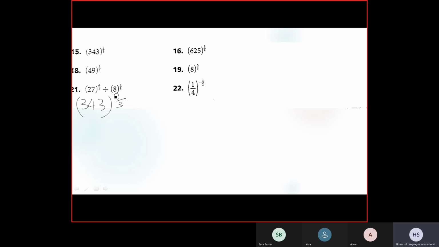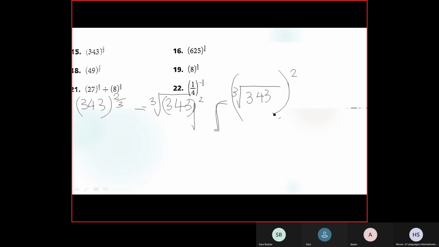The first step, we said that if we have it like 343 raised to the power 2 over 3, I can write it as, what we have to write in the index, 2 or 3? 3, bravo. Then, after that, what to do next? We say that after we wrote it like this, it is the cubic root of 343, and then the answer is squared.